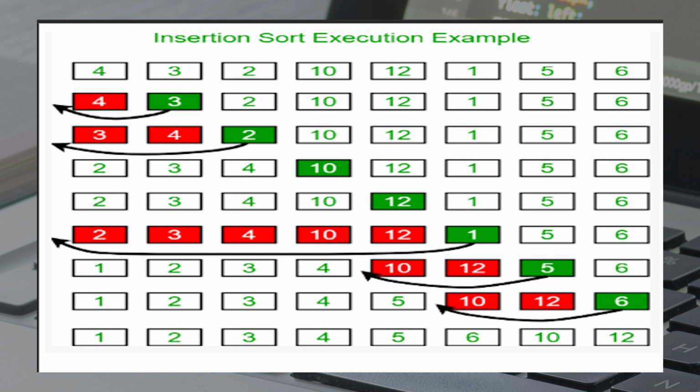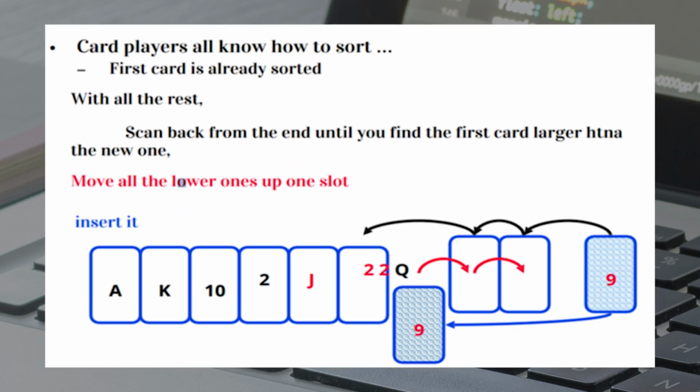and when the size of array is less. See, in the theoretical description we have seen how we are going to perform the sorting of playing cards. The card players all know how to sort. The first card we have taken, A, we considered it as already sorted.